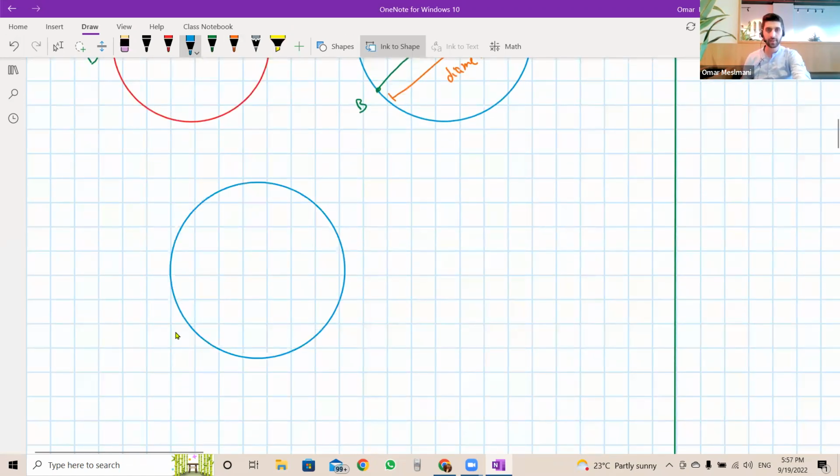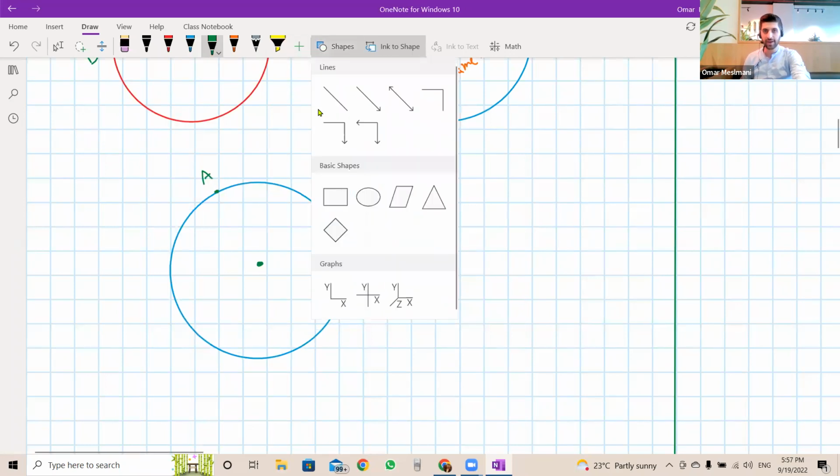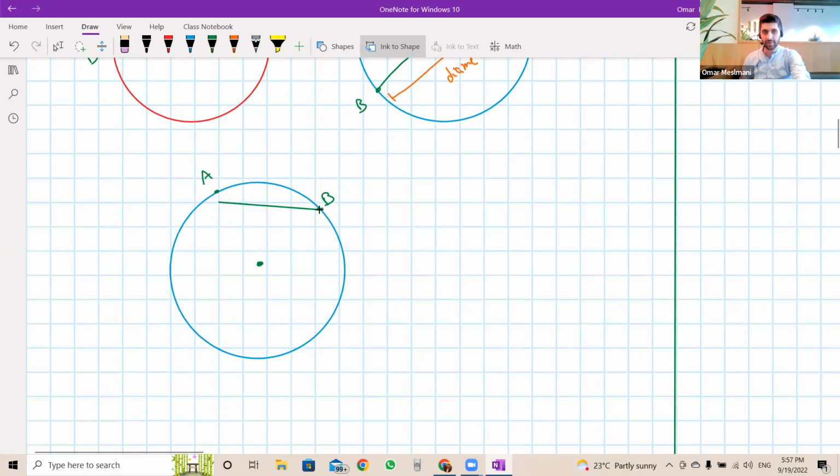Again, a circle. There is something so important about the circle. If you have a point A and a point B, and a line from A to B, we already agreed on its name. It's a chord. Now I'm not talking about the chord itself. I'm talking about this part, the curved part of the circle. It's called an arc.